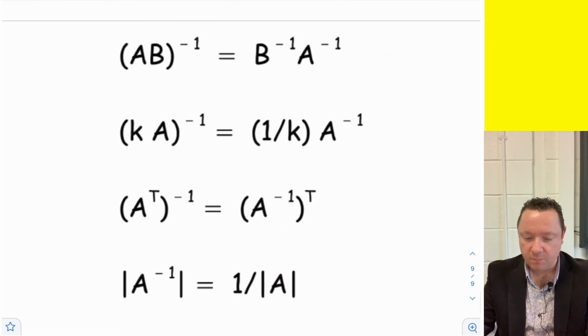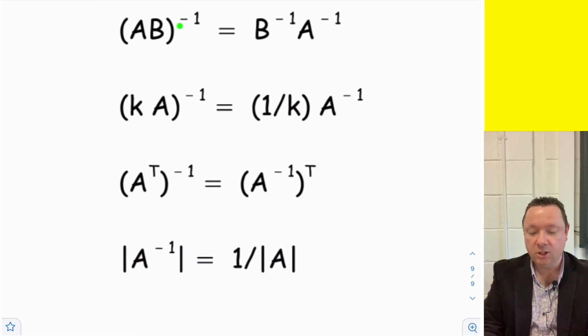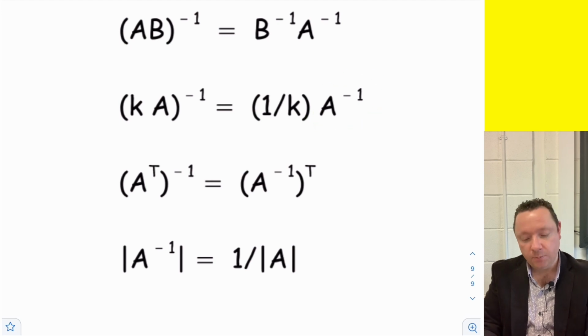One last thing, some properties you should be aware of, and feel free to try and prove these yourself. If we do AB inverse, you get B inverse A inverse. It's the same thing, so obviously we're switching the order here. K times A and then inversed is the same as doing 1 over K times the inverse of A. If we take the transpose of A and try and invert it, we can also instead just do the inverse of A transposed. And last but not least, the determinant of the inverse of A is the same as 1 divided by the determinant of A. These are important algebraic properties that are useful when proving certain things with matrices.